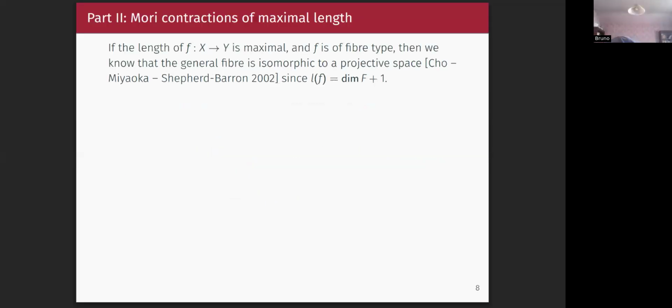Okay, so what happens when the length is maximal? This is a work which was undertaken by my PhD advisor, and it was also based on a work by Cho, Miyaoka, and Shepherd-Barron from 2002. As I said, if the length is maximal, then let's say that it is a fiber type, but it's also true if F is assumed to be birational and the general positive dimensional fiber is assumed to be smooth, right? But if F is a fiber type and the length is maximal, then the general fiber is isomorphic to a projective space. And this is true, as I said, thanks to a result by Cho, Miyaoka, and Shepherd-Barron, which says that on the general fiber F, since the degree of the anticanonical of F on any rational curve inside F is at least equal to the dimension of F plus 1, then we know that F is equal to P^n.